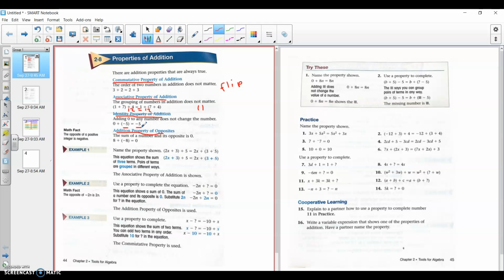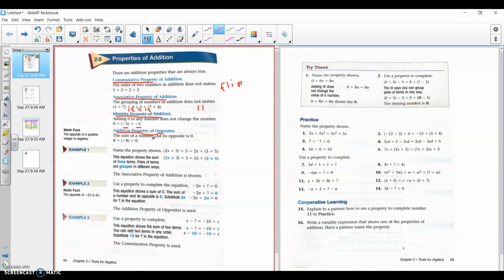The addition property of opposites says the sum of a number and its opposite is 0. Now, you did not get this property last year, but this has to do with integers. If you take an 8 plus a -8, you're going to get 0. So the sum, meaning adding the number and its opposite, a positive and a negative, you're going to get 0.